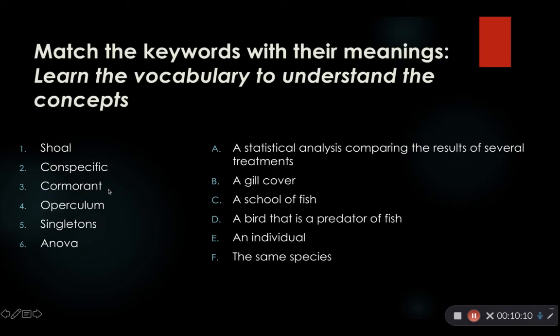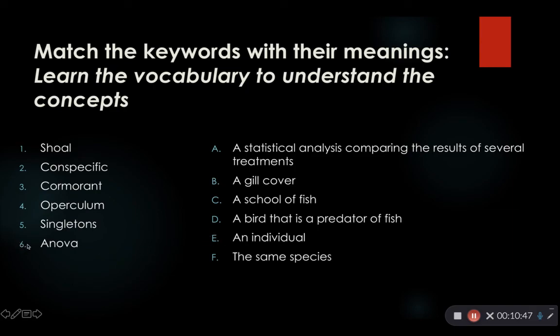A cormorant, a bird that I'm very familiar with from some of the research I did as an undergraduate, is a bird that is a predator of fish. Right? This is a bird that is very much hated by catfish farmers in Arkansas because they can eat something like 2 times their body weight in young catfish every day. Operculum. Operculum is a gill cover or a gill plate. Singletons, all right, these are individual fish.